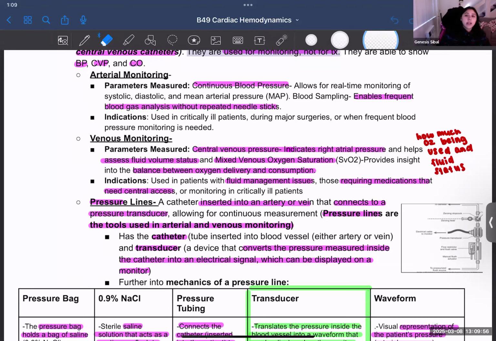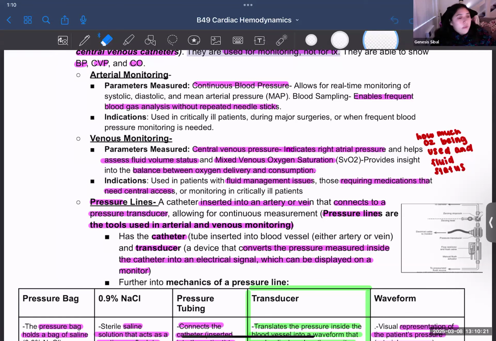Because obviously, in an ICU setting, if I'm going to need that every couple of hours, it's going to get really annoying for the patient to keep getting a bunch of sticks, and genuinely, it can be really hard on the family. They have to keep seeing that their loved one has to keep getting sticks and everything. So again, indications: obviously critically ill, major surgeries, frequent blood pressure monitoring is needed. Right, there's a lot of different things. So that's what arterial monitoring is.